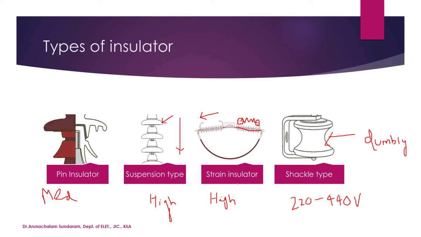For the strain type insulator, for example, assume that the transmission line is coming straight in this direction, and I want to change the direction of the transmission line to this direction. It's not a straight conductor. Here, this is the end point, so I want to change the direction. In this situation, I can use a strain insulator to change the direction from straight to left. Strain insulators are mostly used at dead ends. Dead end means the end of the line, where no more connections are there.